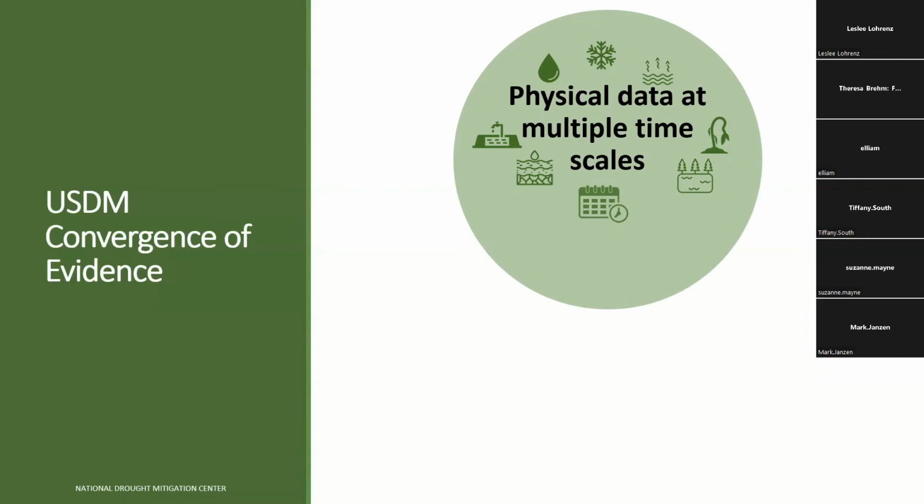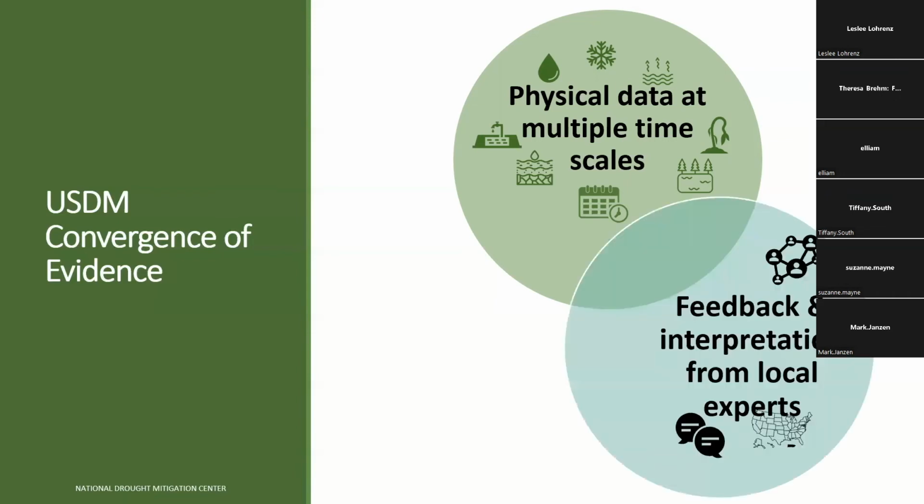The convergence of evidence is a principle used in science that says when multiple sources of evidence or data agree, then the conclusions that we make can be very strong. So basically, when data from different sources and different timescales and different points in the water cycle tell the same story or show the same drought severity level, we can be pretty confident in the color that we put on the map.